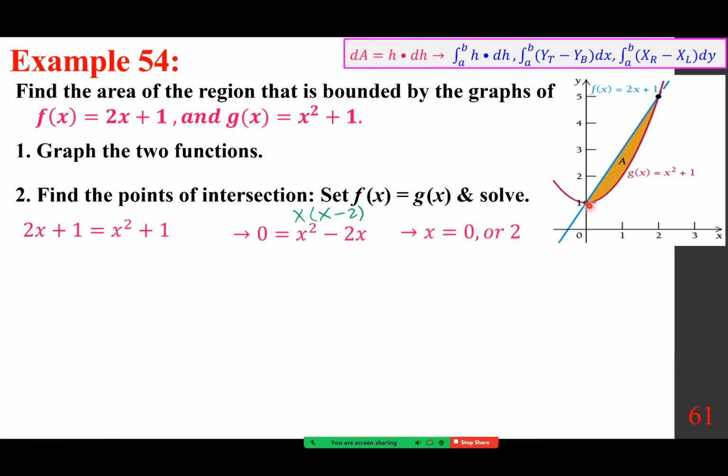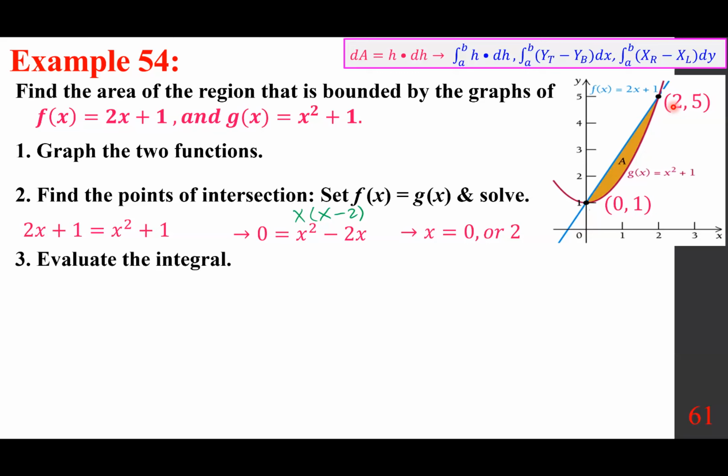So 0, if you plug in, gives you 0, 1. 2, if you plug in, gives you 2, 5. So those are the pairs. And you need both coordinates, because we don't know yet if we are going to go with delta x, in other words, dx or dy. When you find out, then you see which points you need. So we're going to evaluate the integral. And so I'm going to draw an increment of the area.